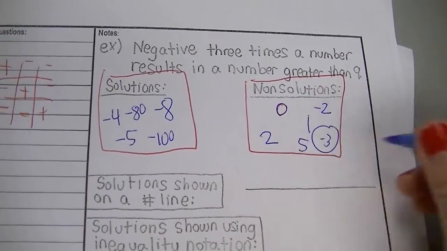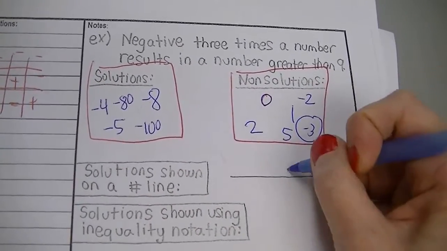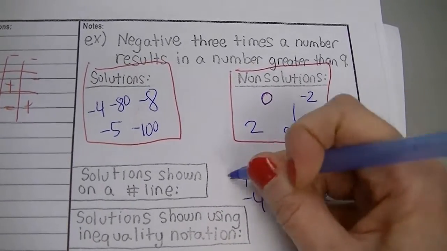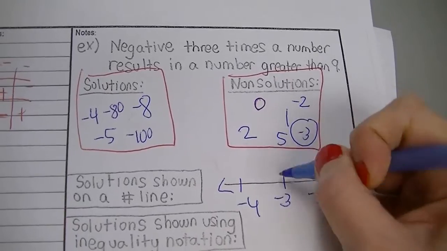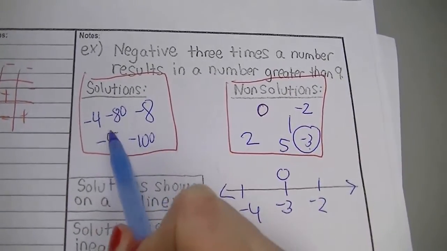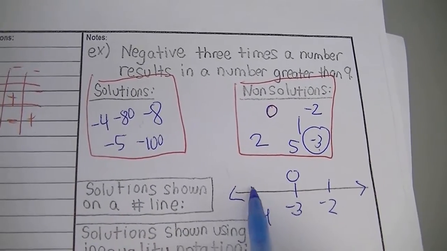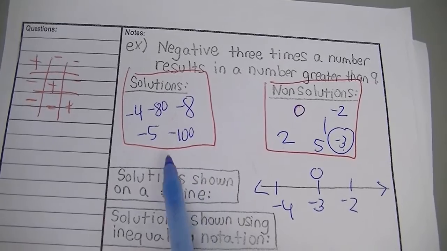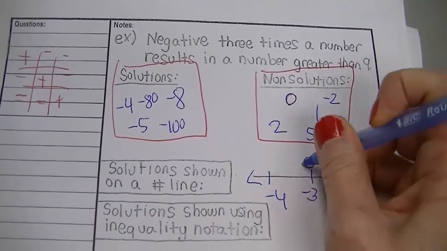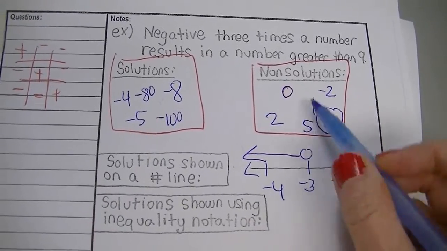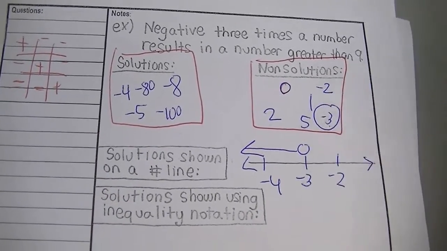Okay? Draw your number line. Try to do it before me. Don't just copy me. Do it right now. Okay, it's going to be an open circle because -3, it's important, but it's not a solution. All your solutions are over here. -4, it's over here. -80 is way over there. -100 is way over there. -8 is right here. -5 is right there. So these are all to the left. Okay? And it's not going to be filled in because that -3 is a non-solution.